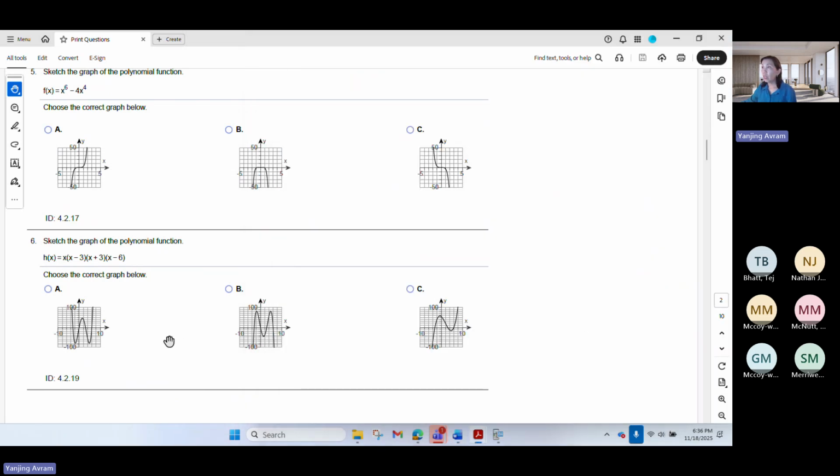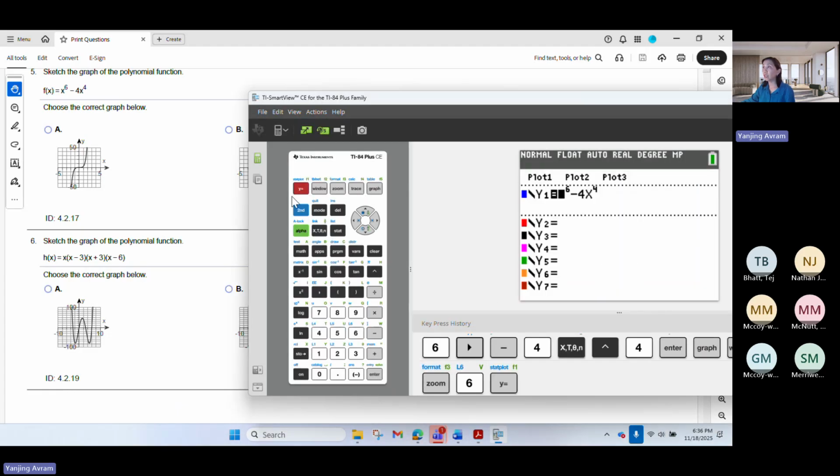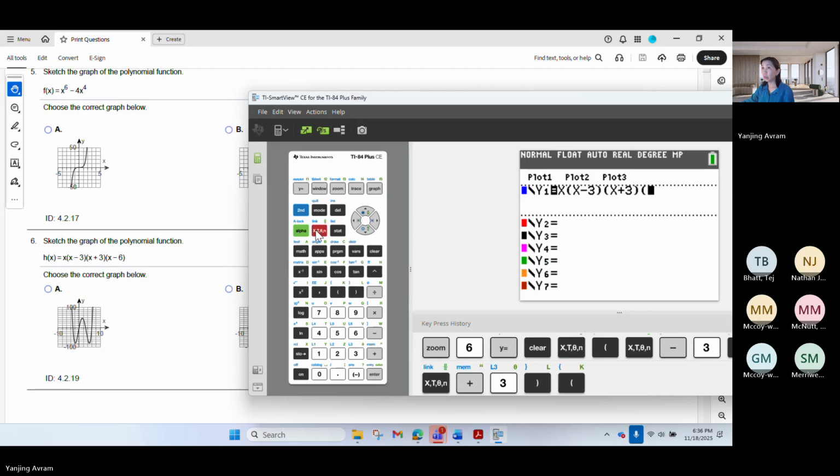All right, so now you can go choose the correct answer, right? So this A looks like the good one in here. Like I said, if you do not know, you can put it in a calculator. So I'm going to graph it on a calculator for you. We have x times (x minus 3), (x plus 3), and then (x minus 6).